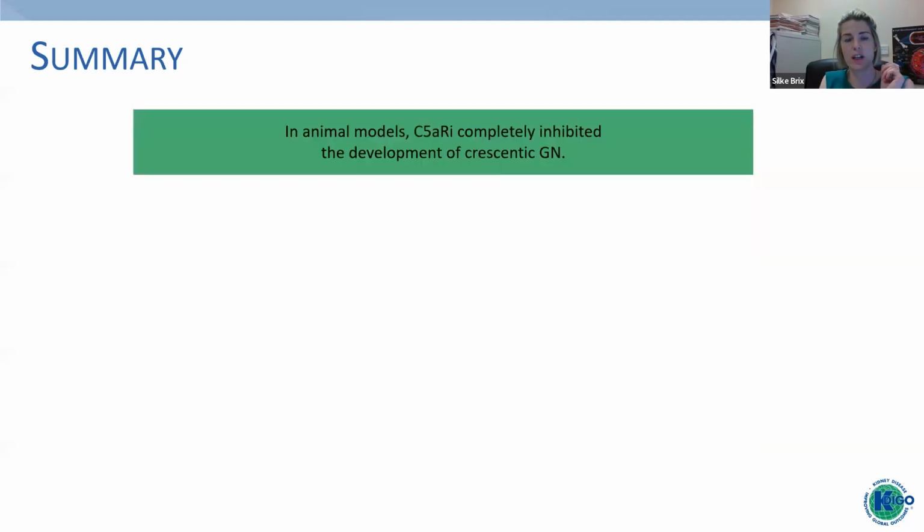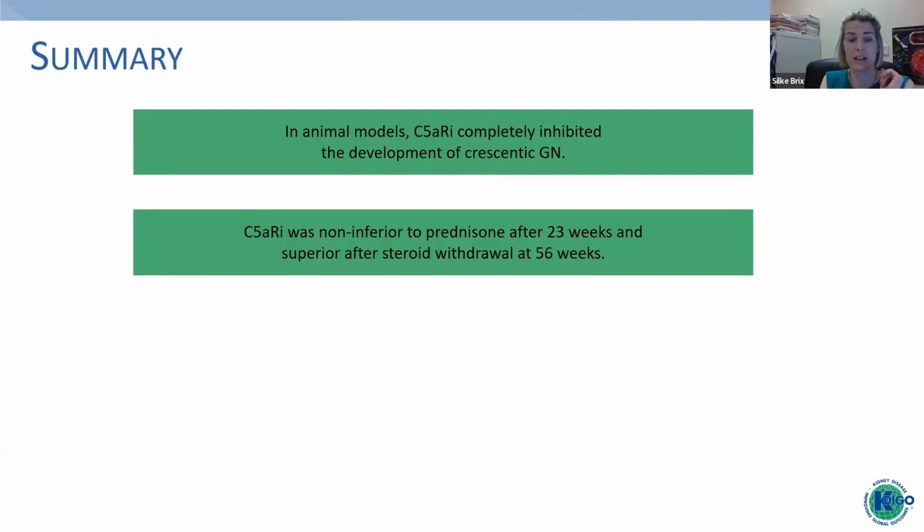And I've shown you that we've seen in animal models that C5a receptor inhibition was able to completely inhibit the development of the crescentic GN, and that the phase 3 trial now has shown that inhibiting C5a receptor binding is non-inferior to prednisolone in 23 weeks and superior after you withdraw steroids.